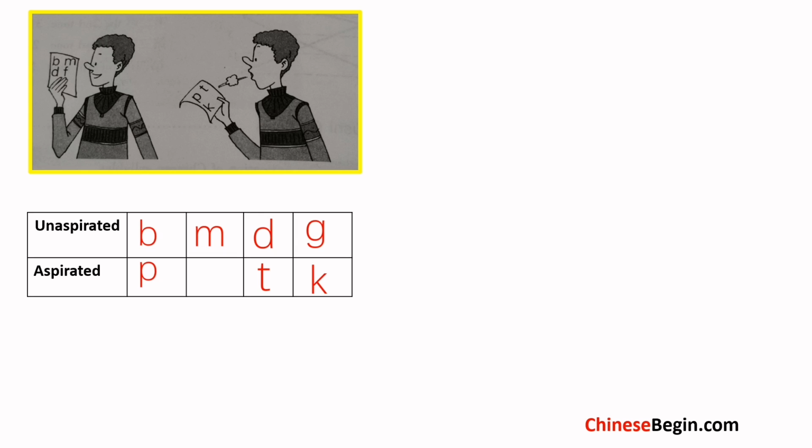Then let's have a conclusion about the initials of this lesson. Initials b, m, d, g are unaspirated initials. When we pronounce them, there is no puff of air, while p, t, k are aspirated initials. When we pronounce them, the air is released forcibly with a puff.